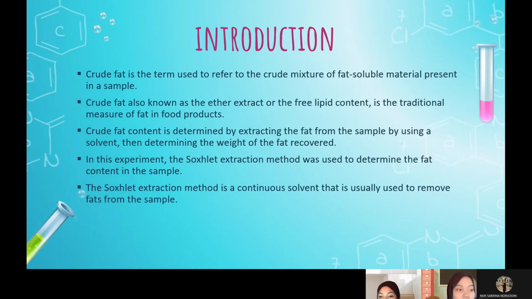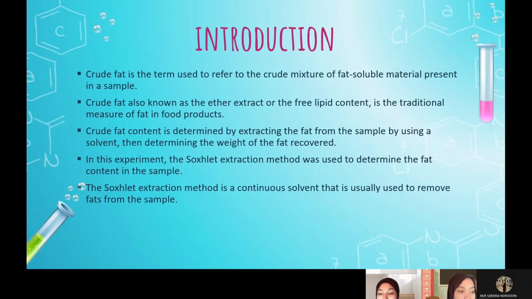Crude fat is a term used to refer to the crude mixture of fat-soluble material present in a sample. Crude fat, also known as the ether extract or the free lipid content, is the traditional measure of fat in food products. The crude fat content is determined by extracting the fat from the sample using a solvent, then determining the weight of the fat recovered.